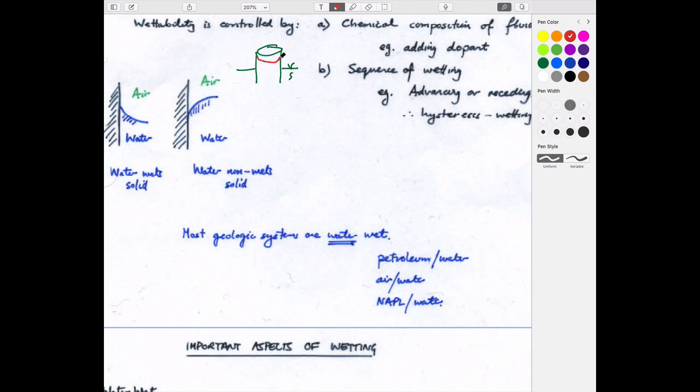And it would have this interface angle here, which is our theta, which is this. This is just one part of this, right? This is this part here. And we'd say that the water wets the glass.